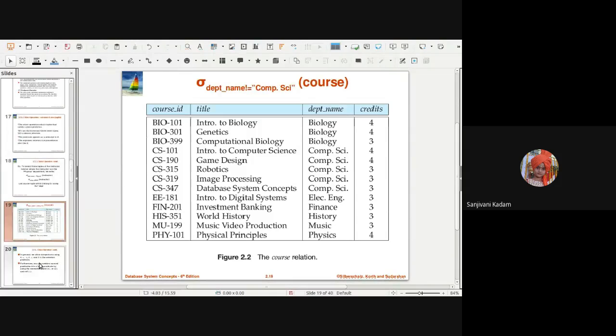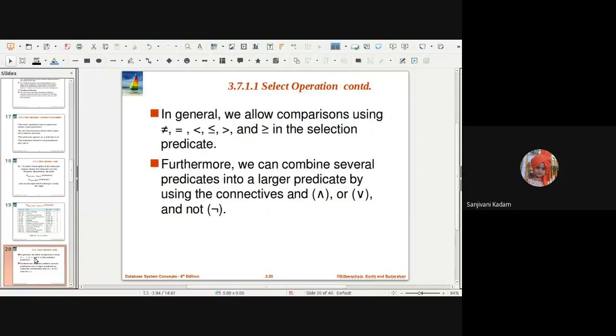Okay, let us go for the next slide. In general, we allow comparisons using not equal to, less than or equal to, greater than, and greater than or equal to in the selection predicate. It means we can apply any of these comparison operators on the tuples, and we can combine more than one predicate into a larger predicate by using connectives, like and, or, and not.